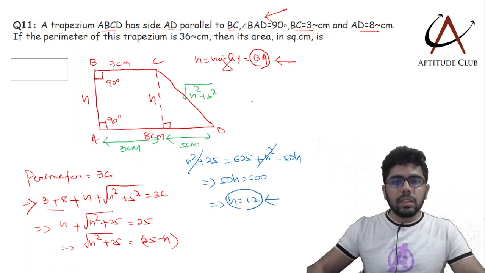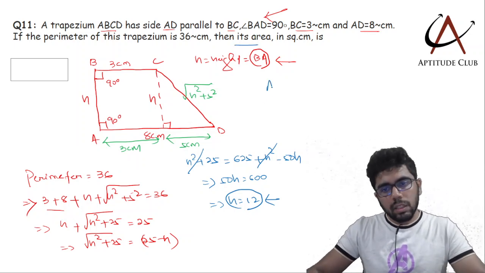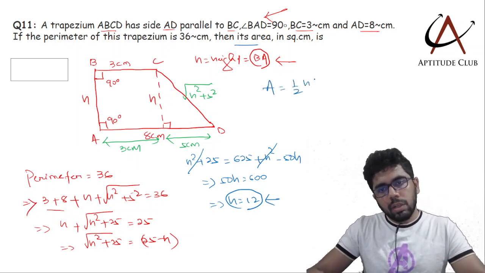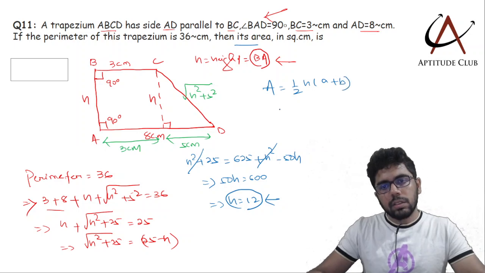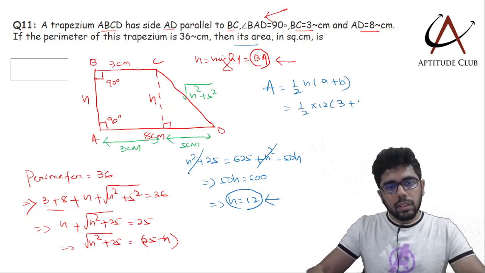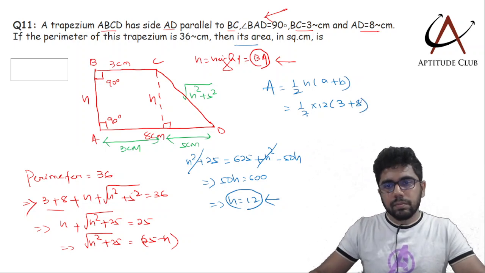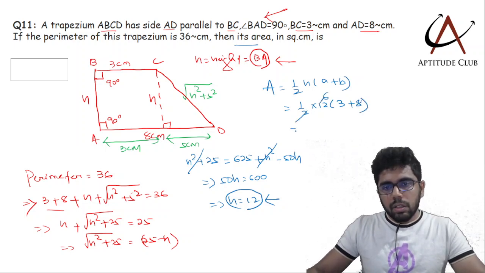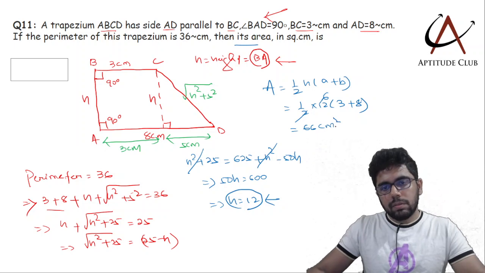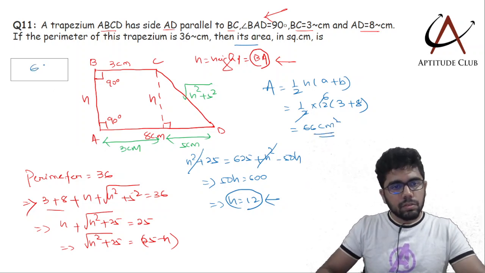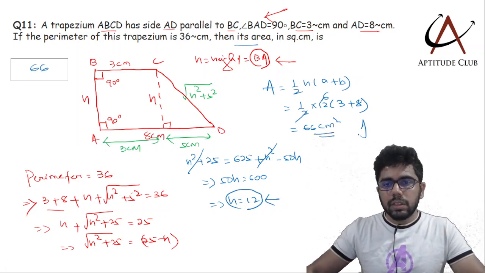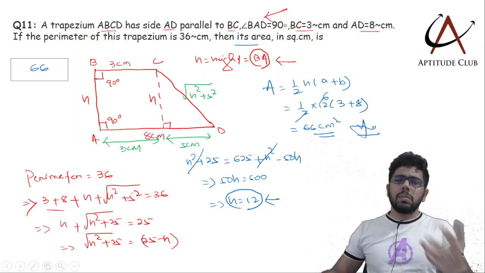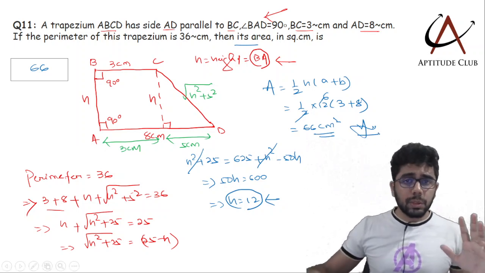Once you know the height, then it's very easy to calculate the area. So area is half into height into sum of parallel sides. So half into height, which is 12, into the sum of parallel sides, 3 plus 8. So 66 square centimeter. Standard question on trapezium. Whenever a trapezium comes, it is solved like this. Most of the trapezoid questions are solved in this way.